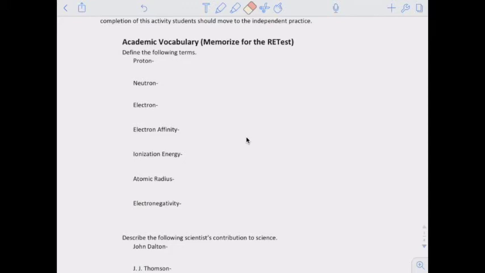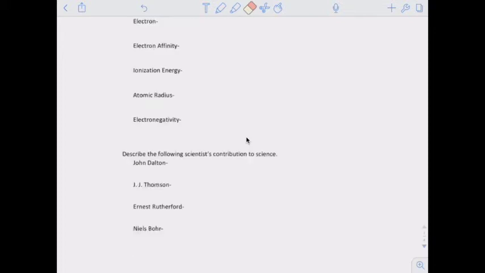Next, we're going to look at 4 scientists and talk about their contribution to science, specifically to the model of the atom. John Dalton is the father of the atomic theory. He first proposed and empirically tested evidence for an atom.